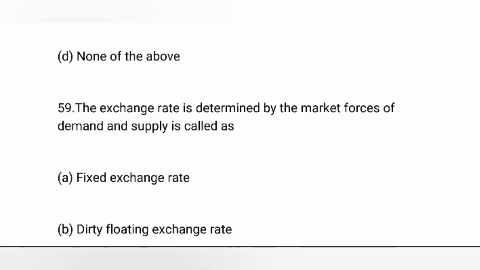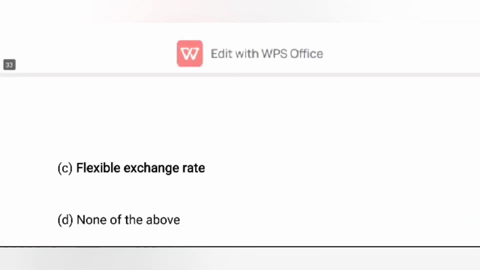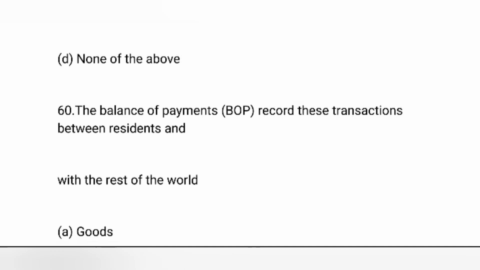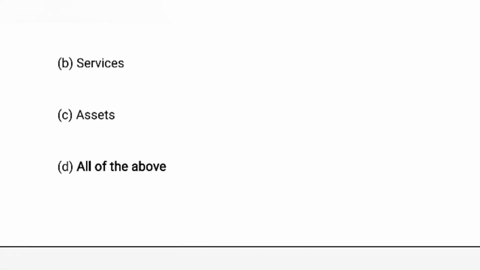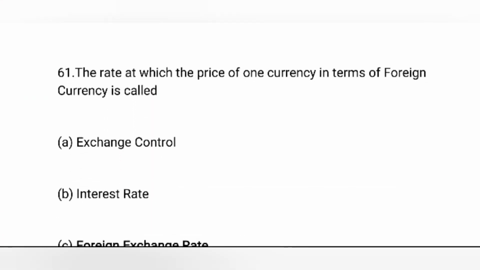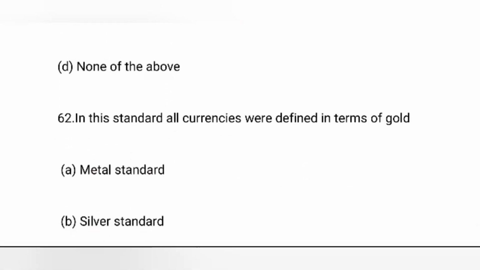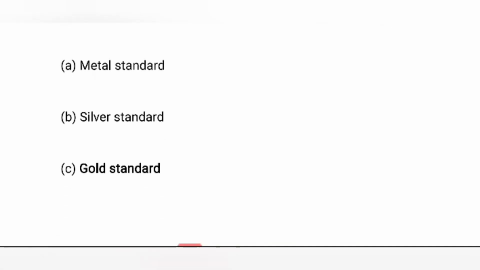The exchange rate determined by the market forces of demand and supply is called a flexible exchange rate. The balance of payments records transactions between residents and the rest of the world: all of the above. The rate at which the price of one currency is expressed in terms of foreign currency is called the foreign exchange rate. In this standard, all currencies were defined in terms of gold, which is called the gold standard.